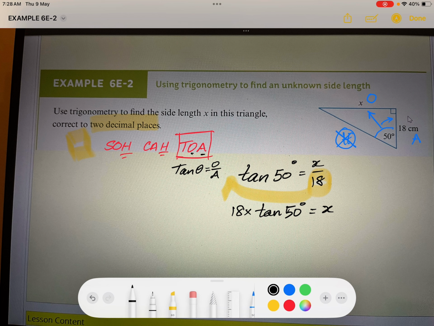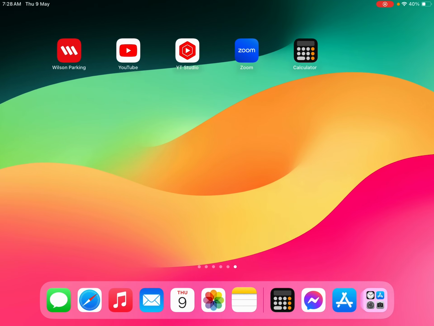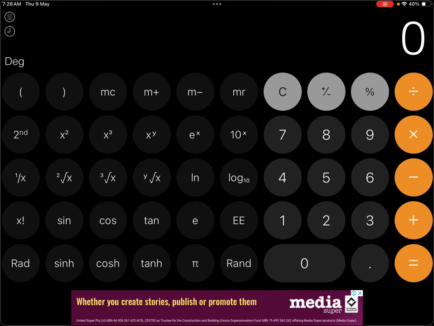And we put that in our calculator. Make sure our calculator has a DEG on the screen, otherwise it might think it's not 50 degrees. It has to be 50 degrees. And let's go have a look at a calculator. 18 times tan of 50.